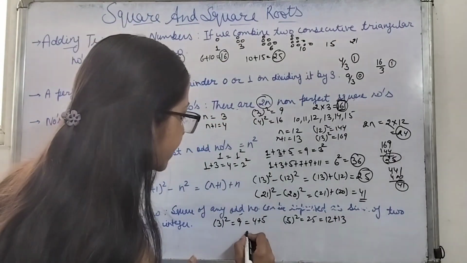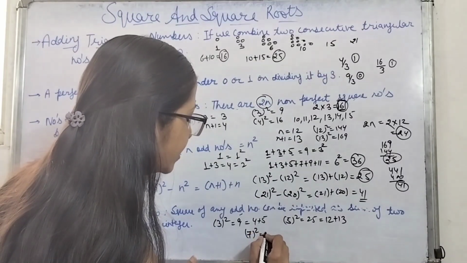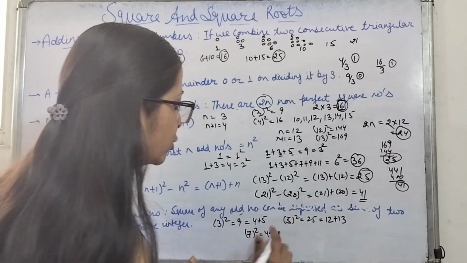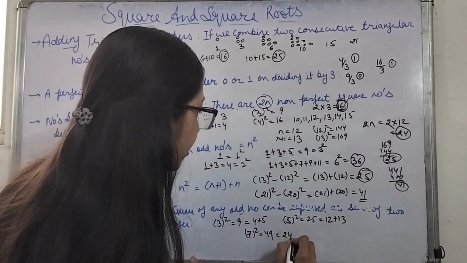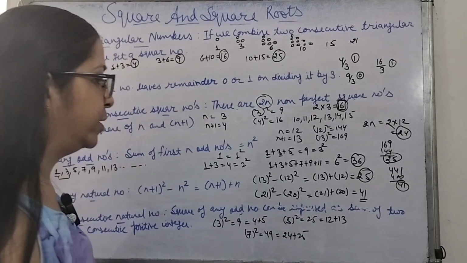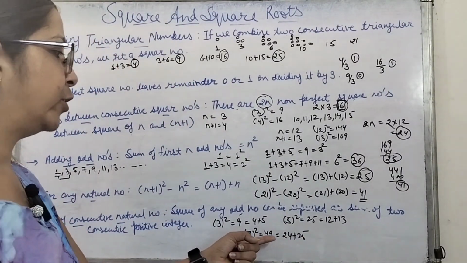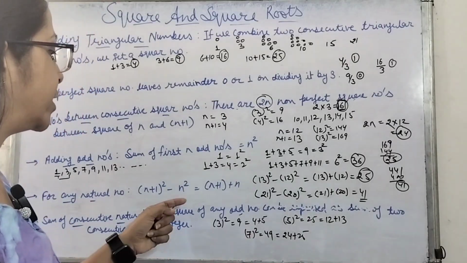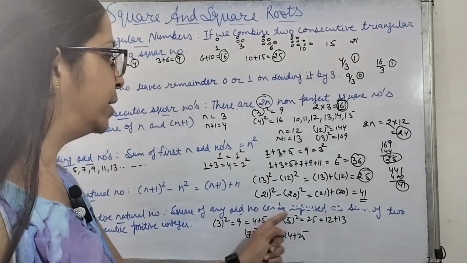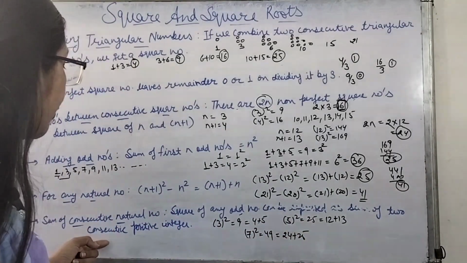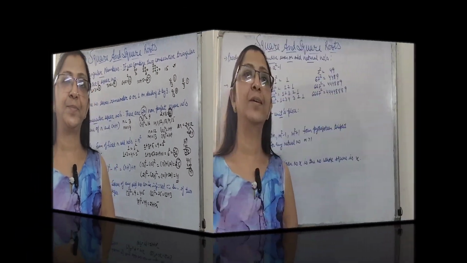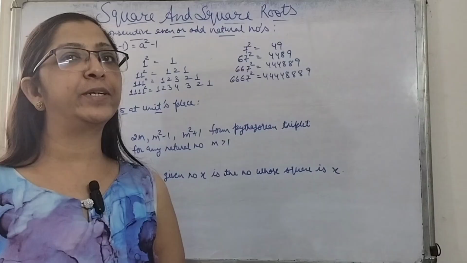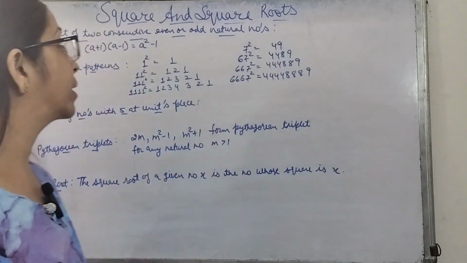Similarly, if I take 7, the square of 7 is 49. It could be written as 24 plus 25. The sum of 24 and 25 is 49. So this is how the square of any odd number can be expressed as the sum of two consecutive positive integers. Now let's understand some more properties of square numbers.